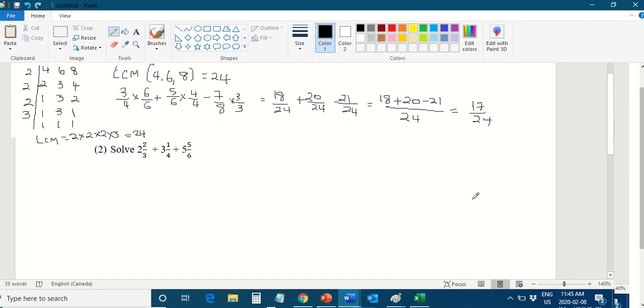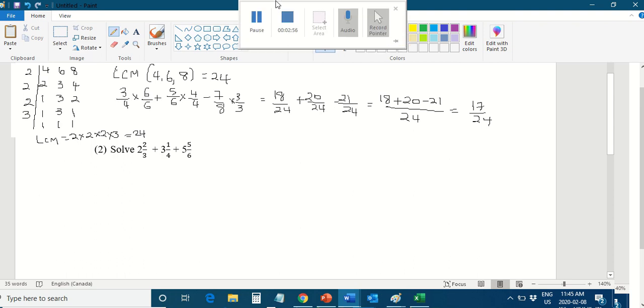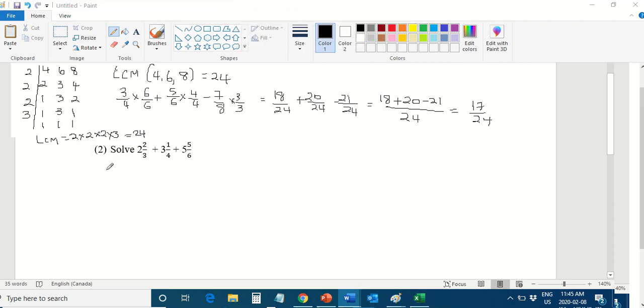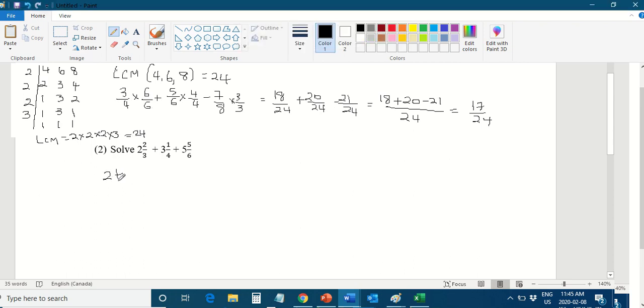Now in this case, we have mixed numbers. So we have a few ways to do it. One, convert all of this into improper fractions and then solve. Or I think an easier way will be to add all of these whole numbers together and then add the fractions separately. So in our case, we will say 2 plus 3 plus 5, giving us 10. And now we'll add fractions. So we'll have 2 over 3 plus 1 over 4 plus 5 over 6.